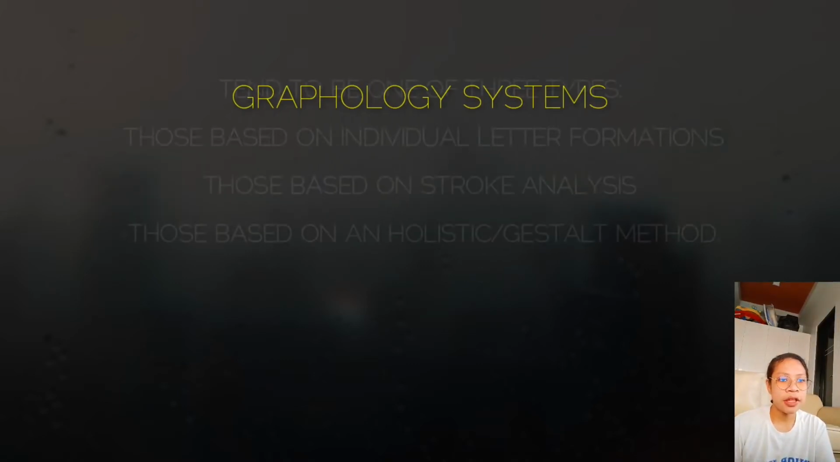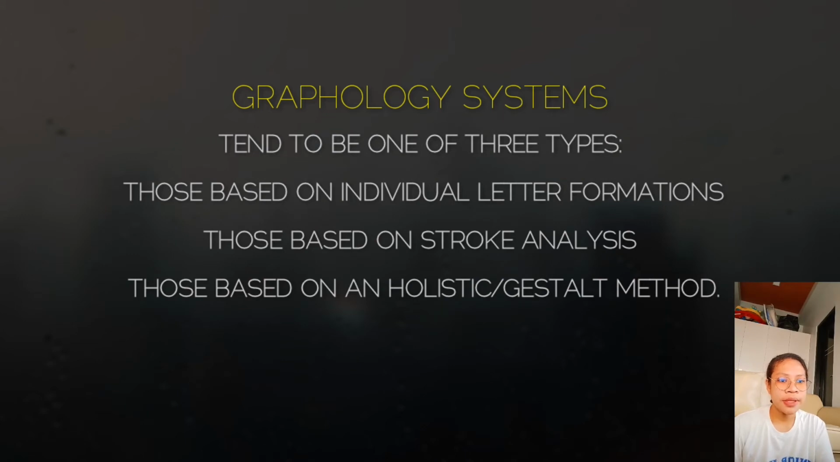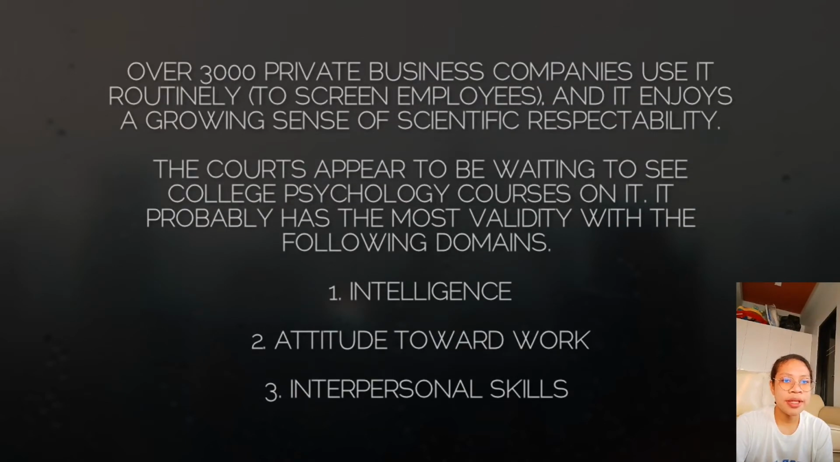Graphology systems tend to be one of three types: those based on individual letter formations, those based on stroke analysis, and those based on a holistic Gestalt method. Over 3,000 private business companies use it routinely, and it enjoys a growing sense of scientific respectability. The courts appear to be waiting to see college psychology courses on it. It probably has the most validity with the following domains: intelligence, attitudes toward work, interpersonal skills.